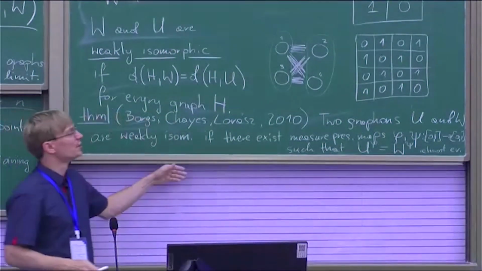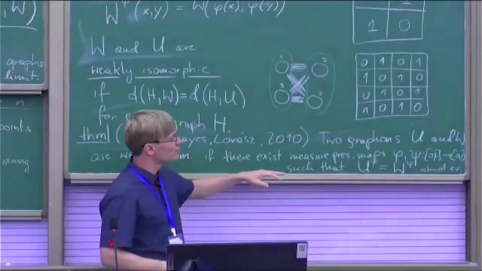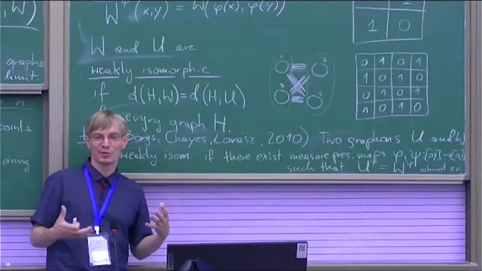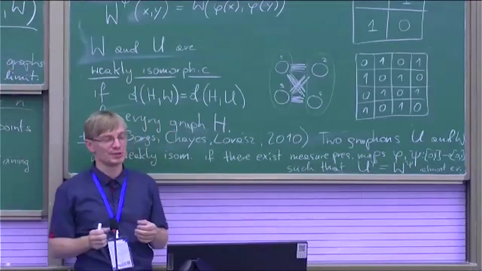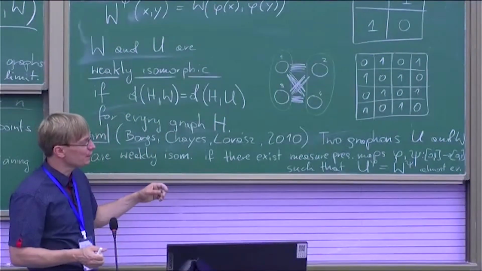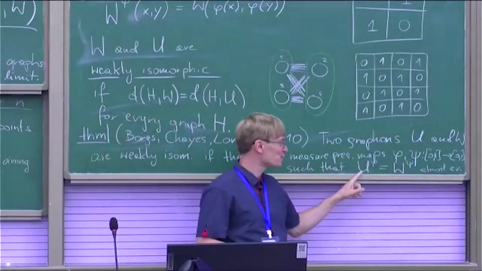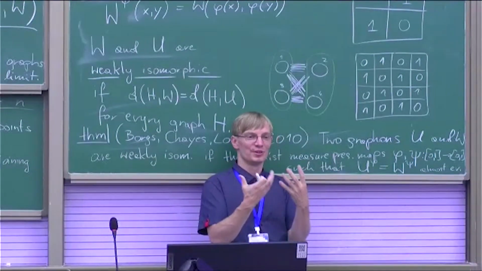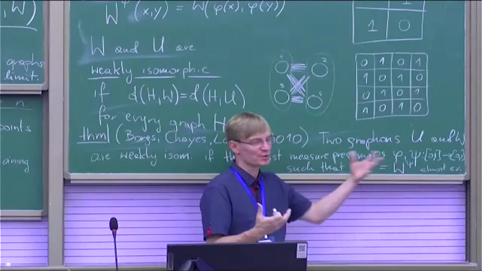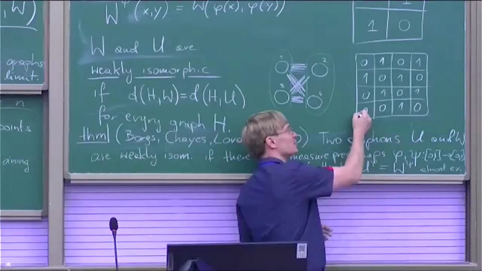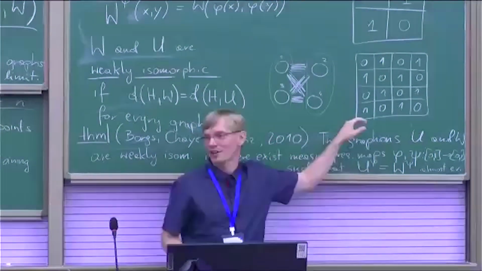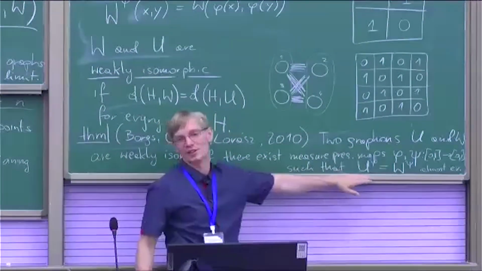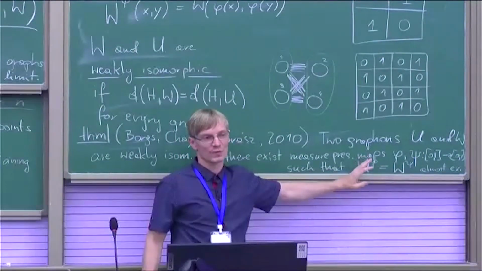I hope it's clear. The theorem says that two graphons are weakly isomorphic, so they are limits of the same graph sequences, if I can transform each of them by some measure preserving maps into the same graphon. The same almost everywhere, because of course if I change some tiny fraction here, then it will not influence the density. Okay, so almost everywhere they are the same. Is it clear?